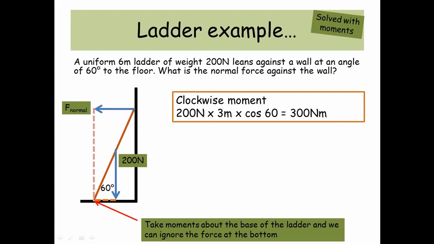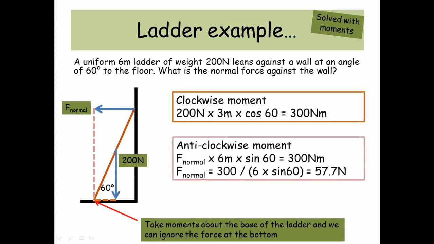So the clockwise moment is 200 newtons times 3 meters, because the center of mass, where we're imagining this force of 200 newtons to be, is halfway up our ladder. The 3 meters times cos 60 is the perpendicular distance, in the orange dashed color, and multiplied by the 200 newtons, which is at 90 degrees to that distance to the pivot point, we get 300 newton meters. So that's our clockwise moment.